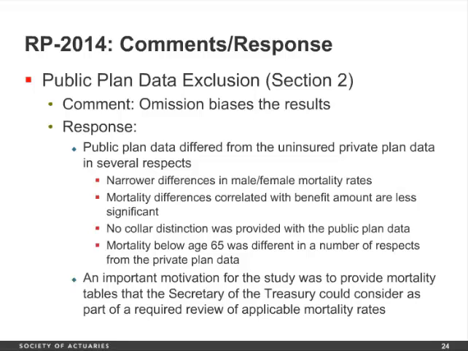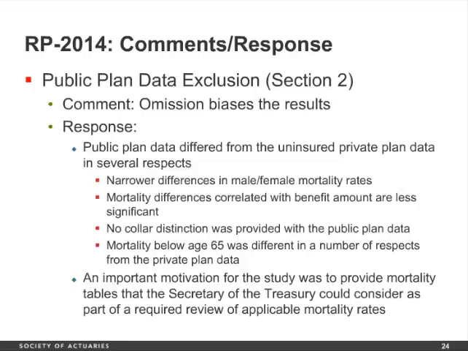And when we looked at the public plan data and what it suggested and how it compared with the uninsured private plan data, first we saw that the differences between male and female mortality rates were much less in the public plan data than in the private plan data. And we also saw that there was less difference in mortality based on amount. So less correlation between longevity and high benefit amount in the public plan data.